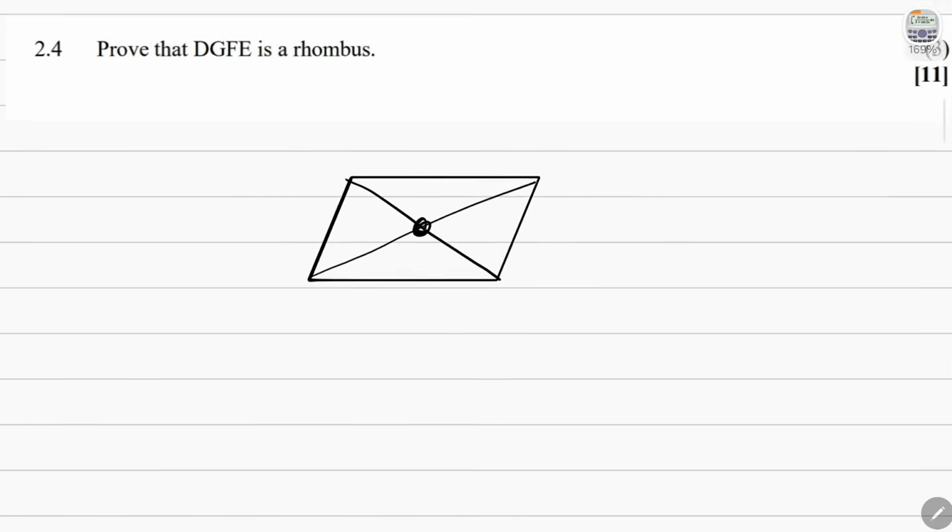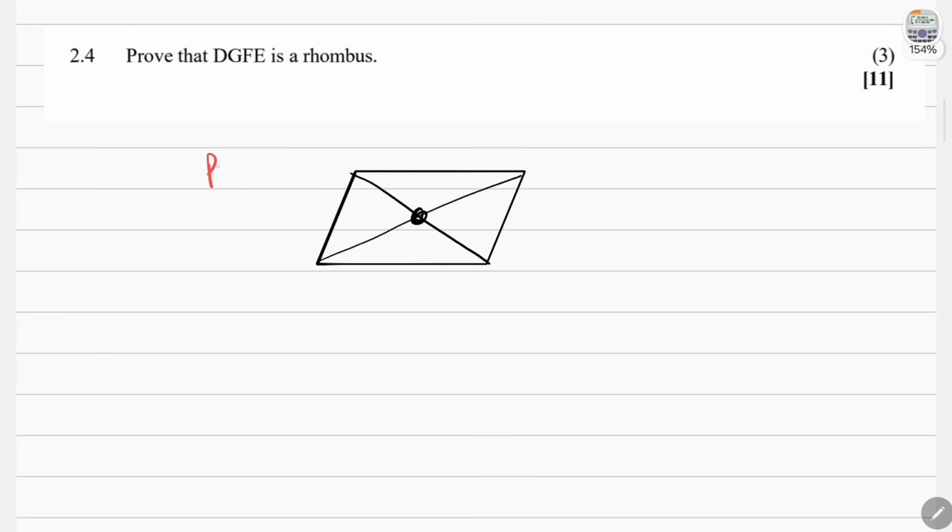So now to prove that it's a rhombus. Once you have proven it is a parallelogram, you can prove that it's a rhombus using one of the following options. So these two options. You can either prove that those diagonals bisect at 90 degrees, then that makes this a rhombus. Or you can prove that one pair of adjacent sides are equal. So you can choose which one you want to use.